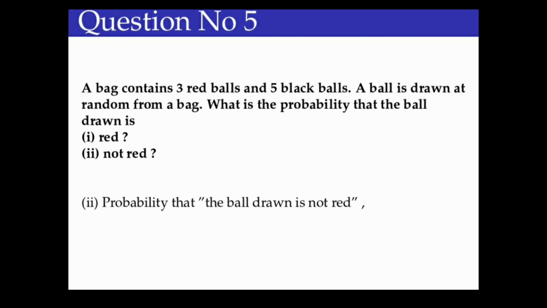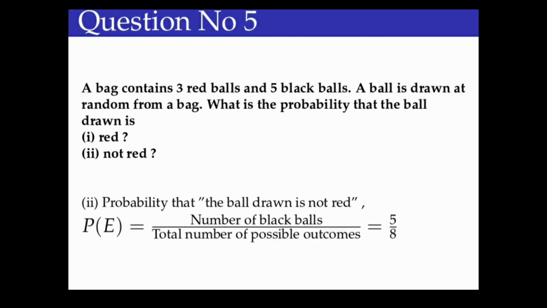So now we just need to find out the probability of the event that the ball drawn is black. So what is the number of favorable outcomes to this event? It is nothing but the number of black balls in the bag, which is 5. So the answer is 5 by 8.